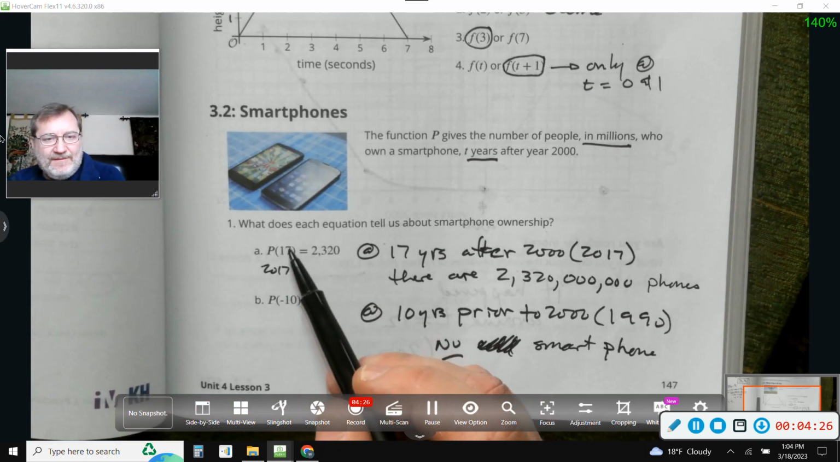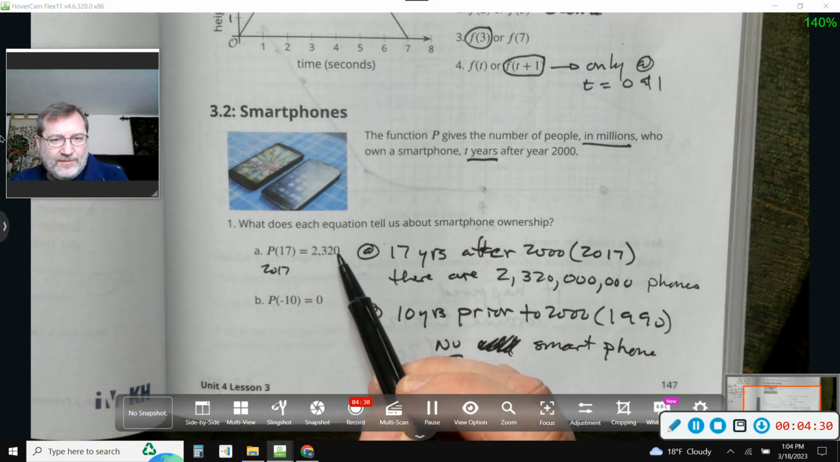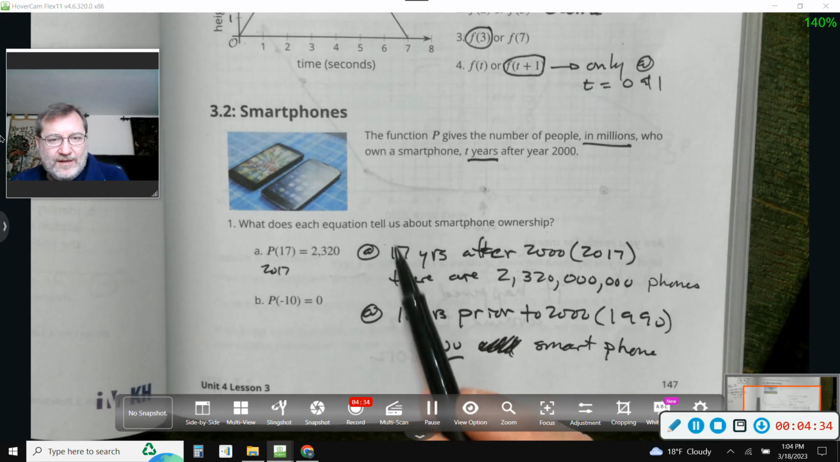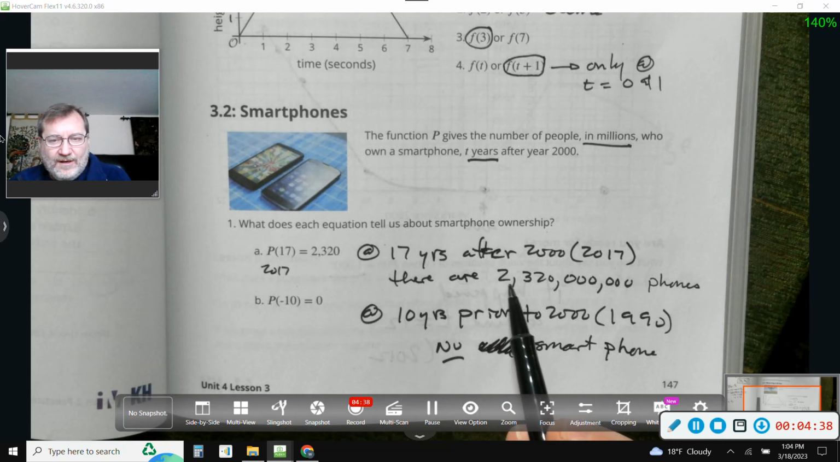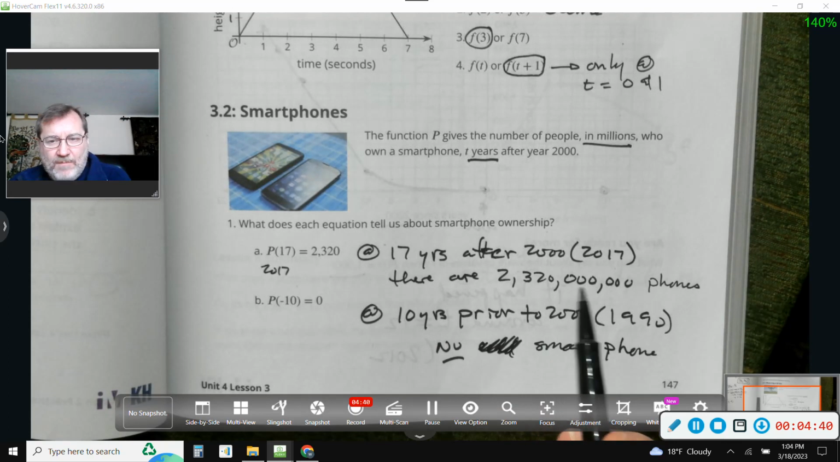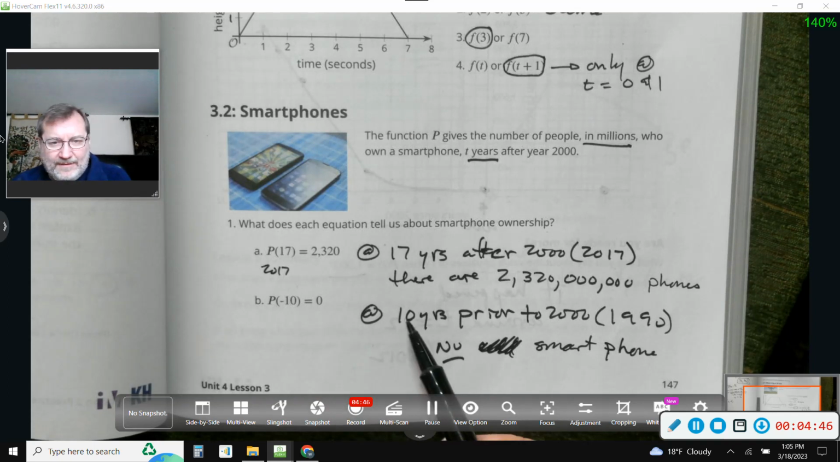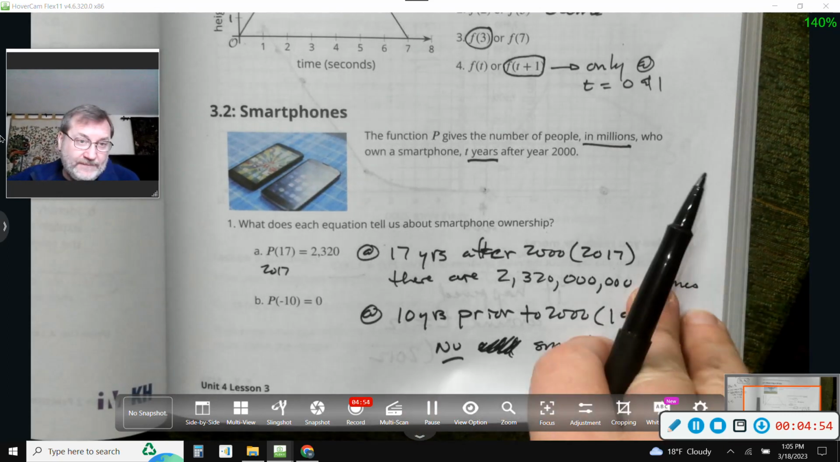And they're saying that 17 years in, in other words 2017, we have 2,320 million cell phones. So that's what they're trying to do here. And at p of negative 10, well, that's 10 years before then. Well, when's that going to be? Well, 10 years prior to 2000, which is 1990. There's no cell phones, no smartphones. Didn't invent them yet. Didn't exist.